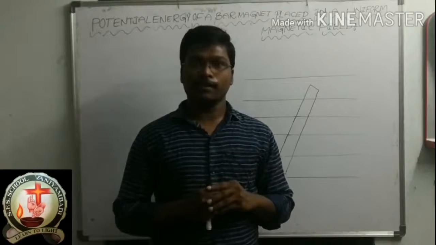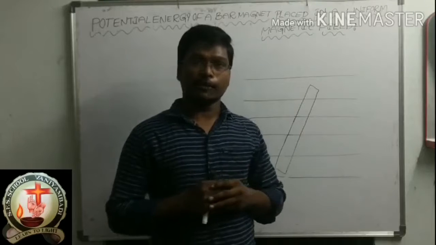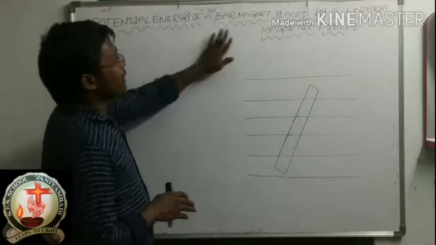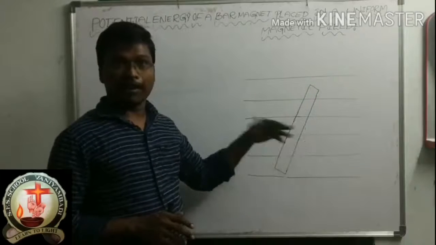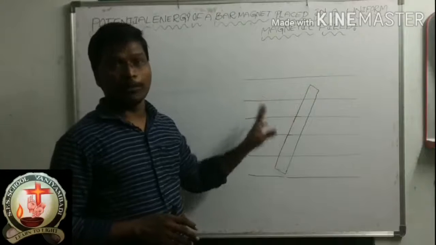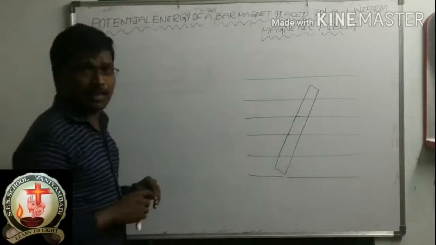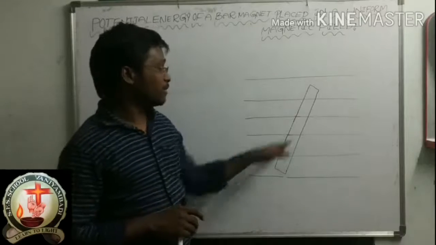Now, today's class, you can remember the torque expression. Here we should use that expression. So now, potential energy of a bar magnet. We have to find the potential energy of this bar magnet when we place it in the uniform magnetic field. Suppose, let us consider a bar magnet. This is a bar magnet.